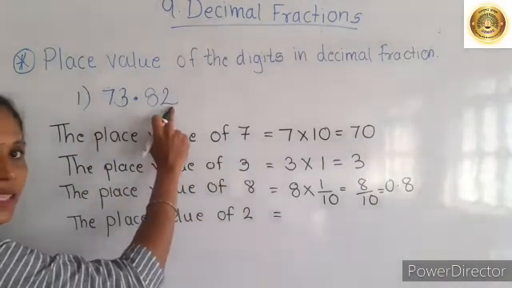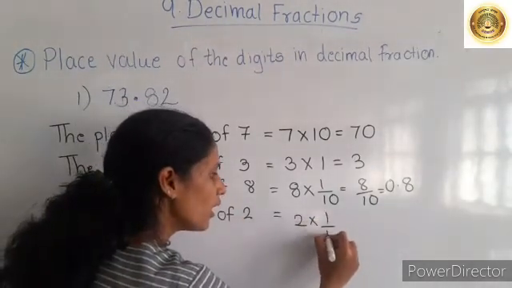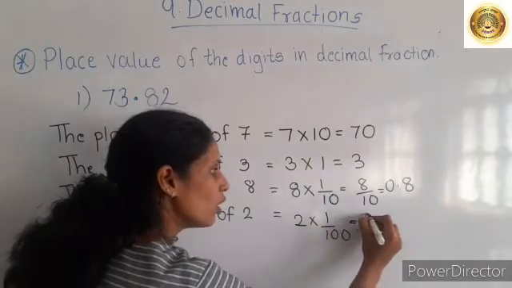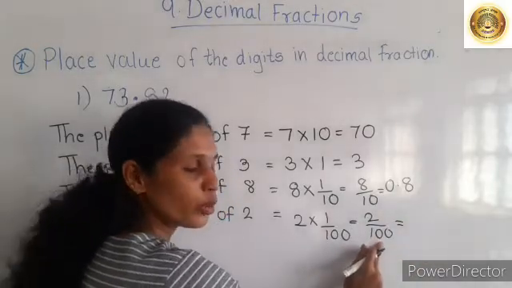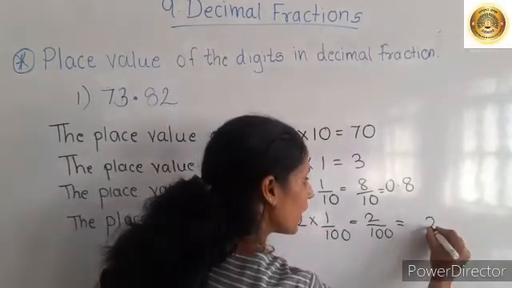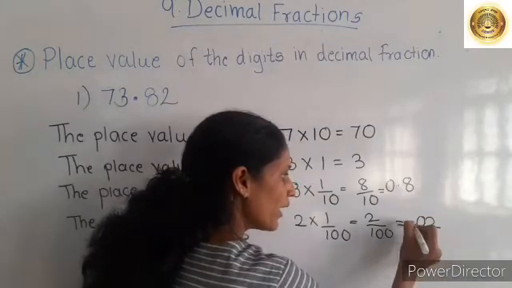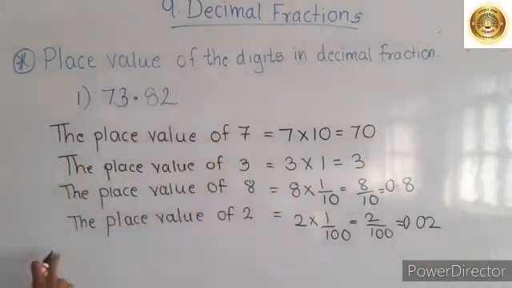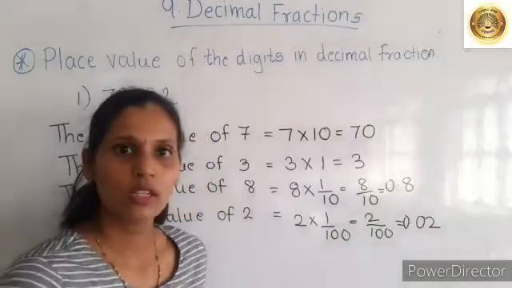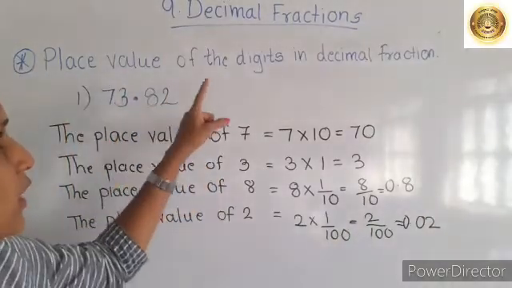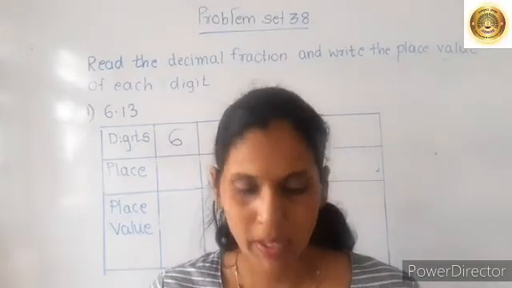Now here 2 is in the hundredths place. So 2 into 1 upon 100 is equal to 2 upon 100. Now in the denominator there are 2 zeros. First we will write the numerator as 2. This is the one digit, this is the second digit, 0.0. So the place value of 2 is 0.02. So student, did you get how to write the place value of digits in a decimal fraction?